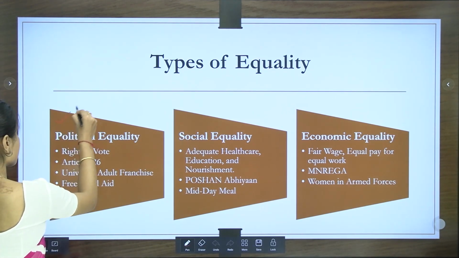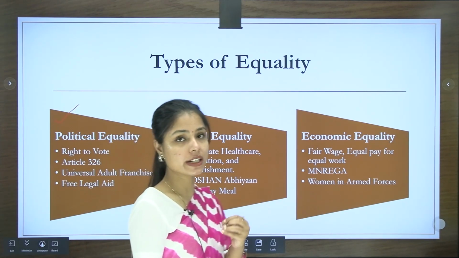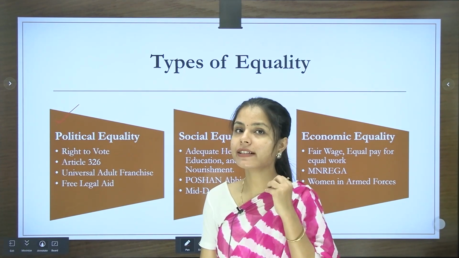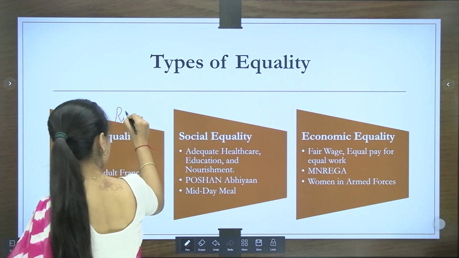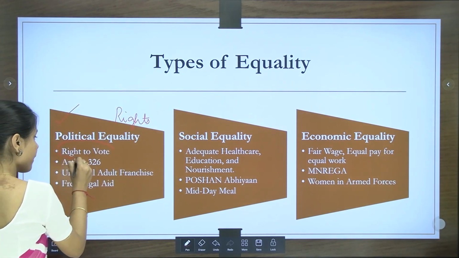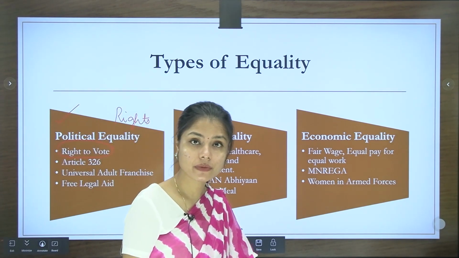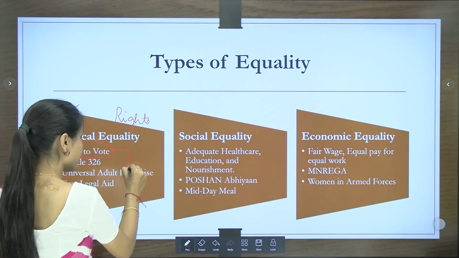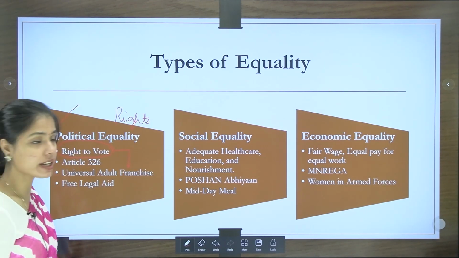First thing first, let us talk about political equality. Now when I say political equality, I mean whether all the citizens of a country are entitled to the same set of political rights. For example, does everyone in your country exercise the right to vote? What do I mean by this? I mean, does the country have universal adult franchise? Now, what is universal adult franchise?